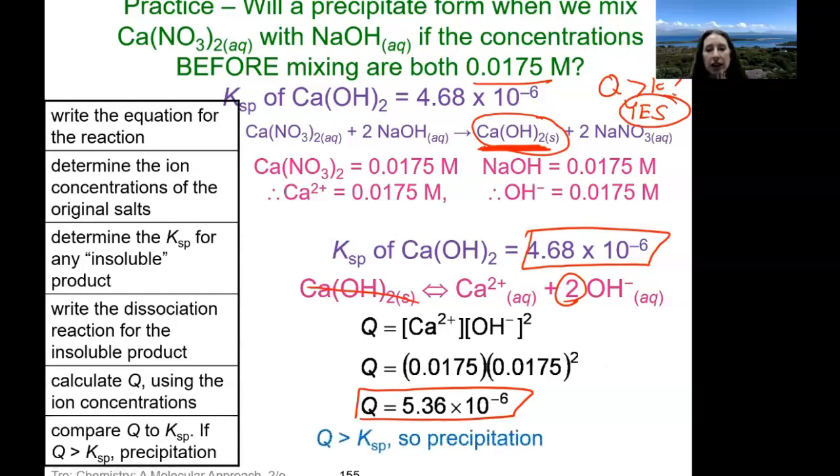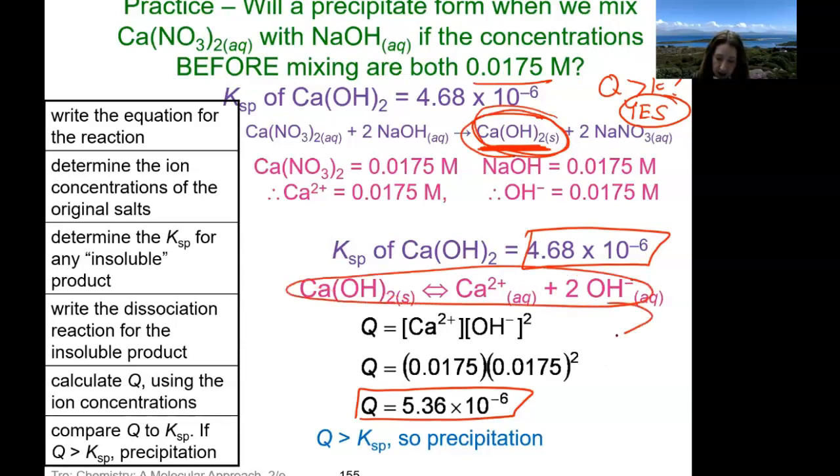Right, so the keys to these: make sure you know what solid you're talking about. Make sure you write the reaction of that solid, because that is going to give you the equilibrium expression that we need to write: products raised to the coefficients over the reactants.